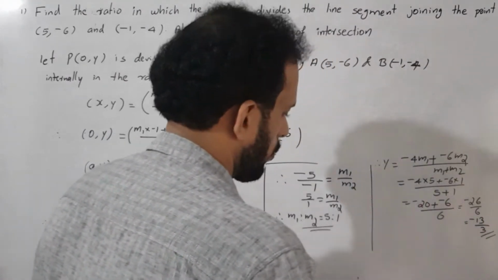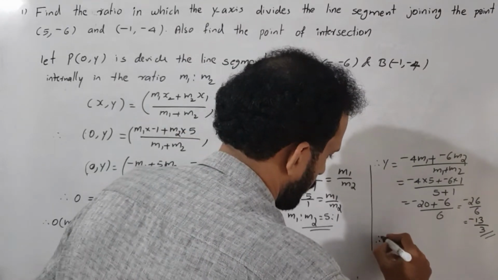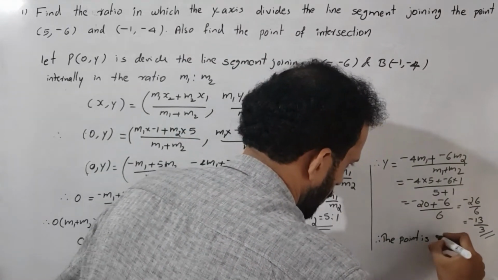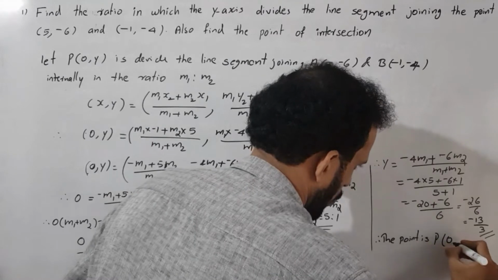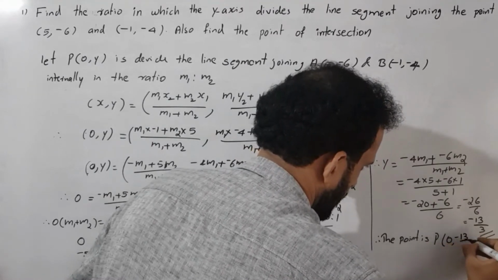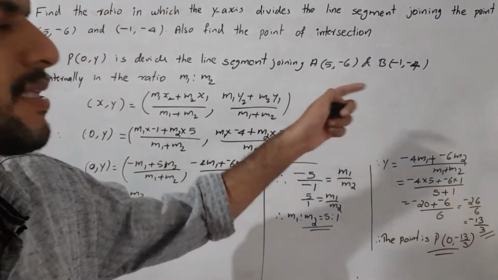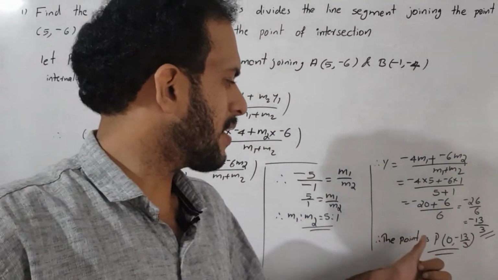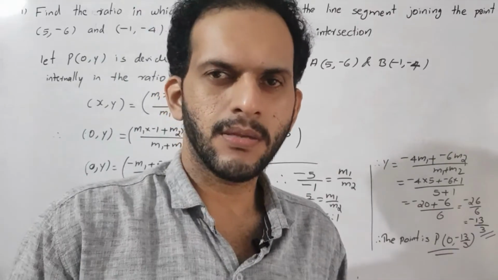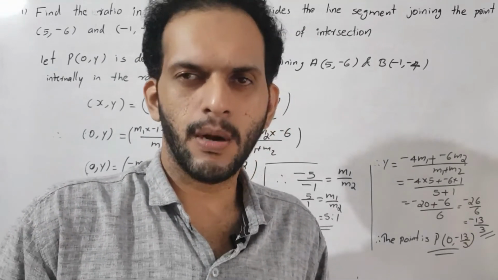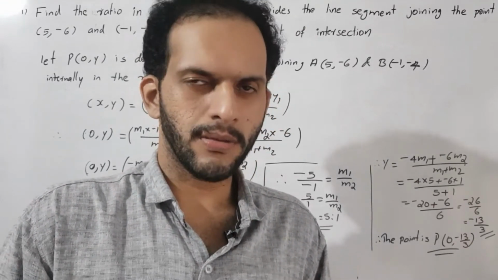So therefore the point is P (0, minus 13 by 3). So what is the point dividing the line segment AB? The point dividing the line segment AB is (0, minus 13 by 3). I think you got this idea.